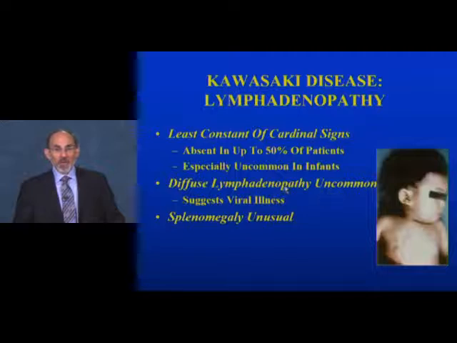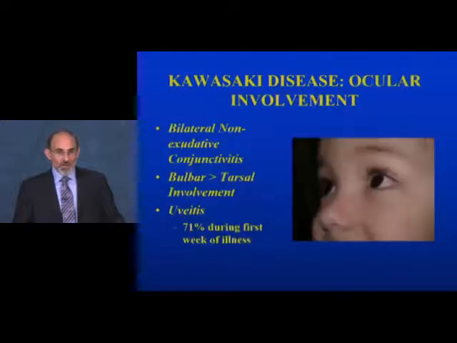It may be absent in up to at least half of patients, especially the babies, but if you have diffuse lymphadenopathy, it's more commonly seen in viral illnesses rather than Kawasaki disease. And other manifestations of reticular endothelial cell involvement, like the spleen, do not occur in Kawasaki disease.